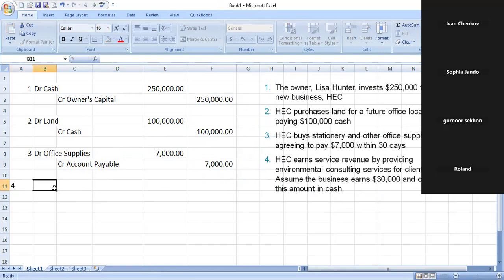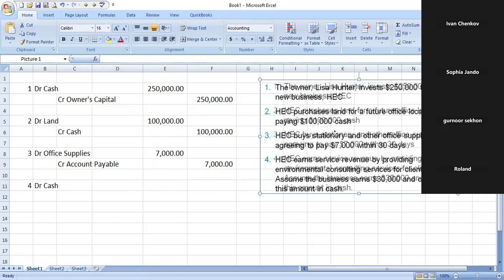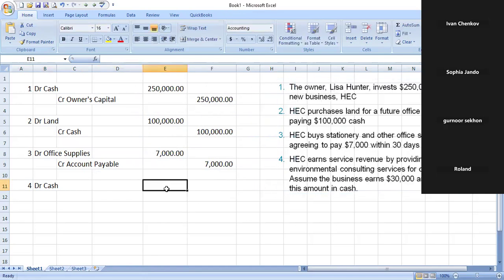Number 4. What did the company provide? Service. What did the company get? Cash. Let's get the cash. Once you see the company getting cash, get that cash right away. Don't leave it on the table. Get it right away. How much cash did they get? $30,000.